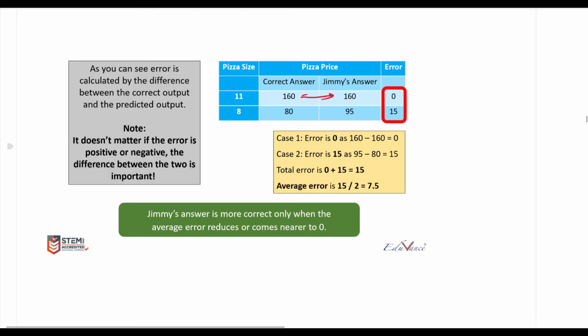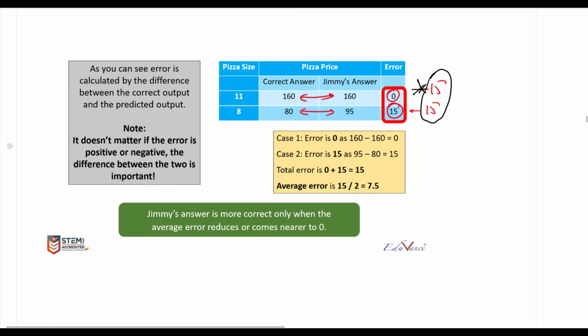So the error in the first case is 160 and 160, so the error is 0. The difference between 80 and 95 is 15. Now, whether you do 80 minus 95 or 95 minus 80, the difference is still 15. In one case, it will be minus 15. But when it comes to calculating error for us, we do not worry about the sign. We are more concerned about the absolute value, which in this case is 15.